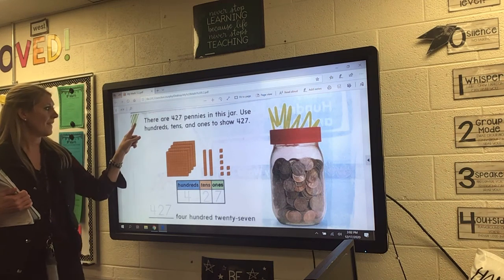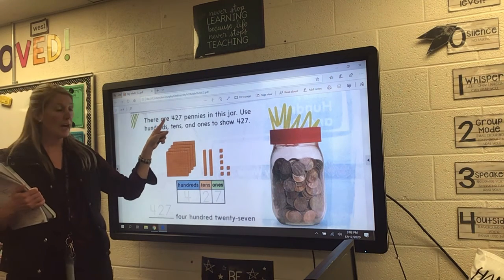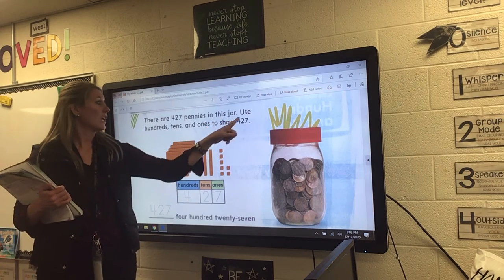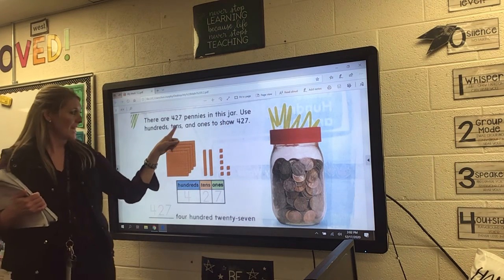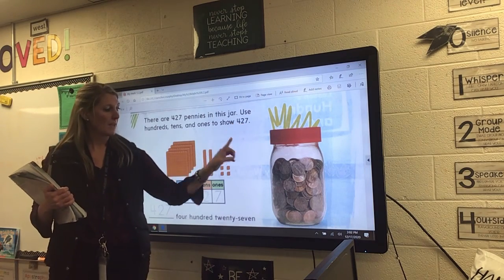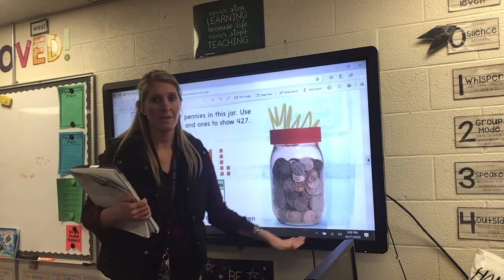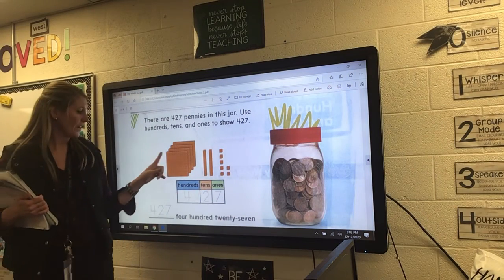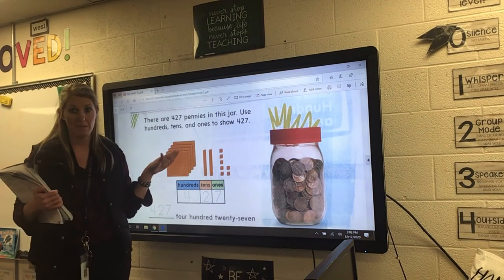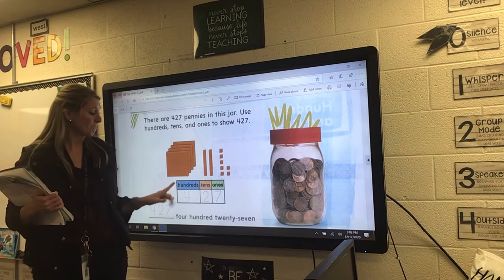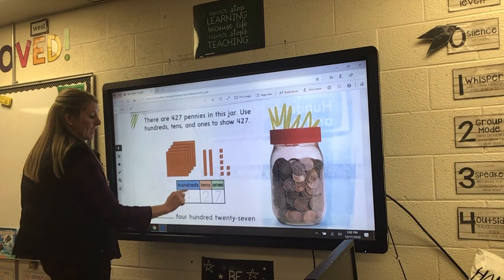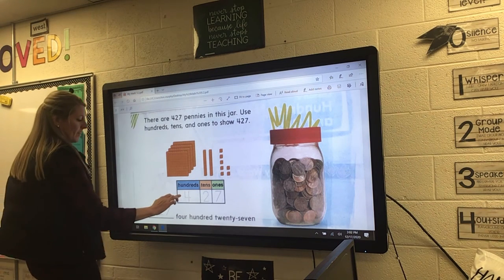So on the guided practice at the top, it says there are 427 pennies in this jar. Use hundreds, tens, and ones to show 427. So in this jar, there is 400. To represent 400, we have the 4 flats, the squares. And then we put the 4, go ahead and trace it right here in the place value house.